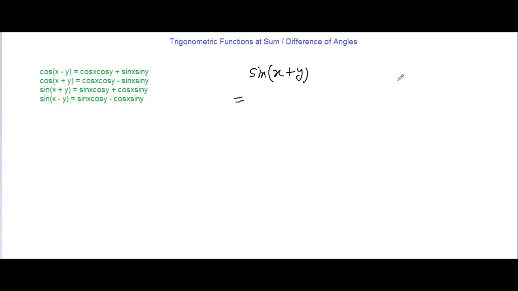Because cos of pi by 2 minus x is same as sine x, therefore sine of x plus y, I can write this as cos of pi by 2 minus bracket x plus y. Is this understood? Cos of pi by 2 minus x is equal to sine x. I hope that is clear.